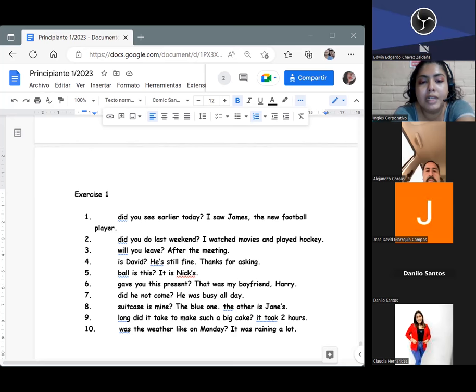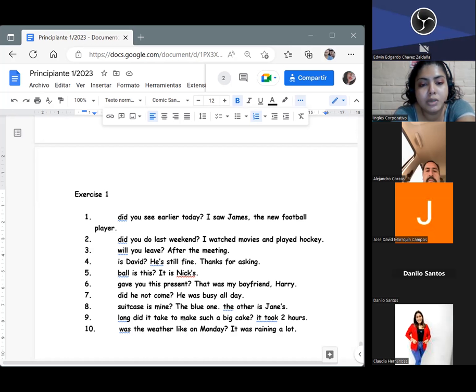Ball is this. Number five. It is Nick's. Es de Nick. Number six. Gave you this present. That was my boyfriend Harry. Ese fue mi novio Harry. Did he not come? He was busy all day. Él estuvo muy ocupado todo el día. Suitcase is mine. The blue one, the other is James's. La azul, la otra es de James.